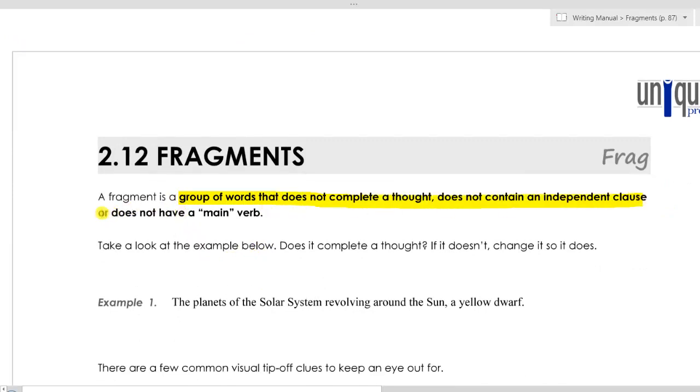A fragment is a group of words that doesn't complete a thought, doesn't have an independent clause, or doesn't have a main verb. Remember that if you want to compose a complete thought, if you want to make a sentence, what you need is an independent clause, and that independent clause will contain what is known as a main verb. When I say something like, the boy jumped, this jumped is serving as my main verb. This group of words is an independent clause.